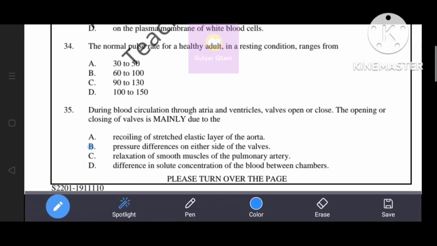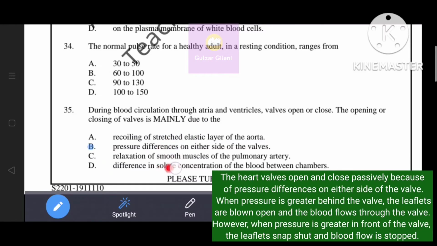Next question. During blood circulation through atria and ventricles, valves open or close. The opening or closing of valves is mainly due to the, among the given options, the correct answer is option B, that is pressure differences on either side of the valves. Means option B is the correct answer.